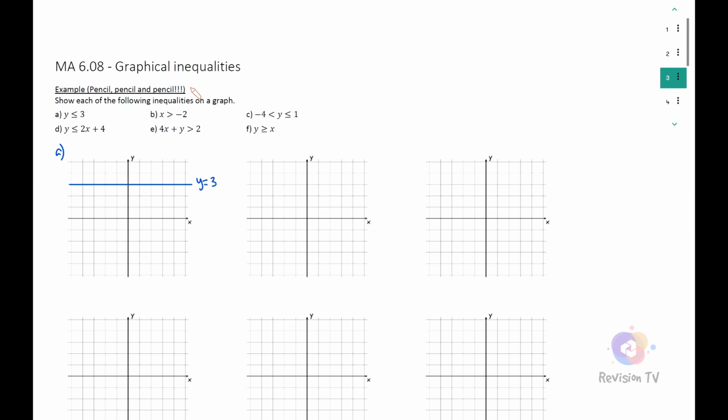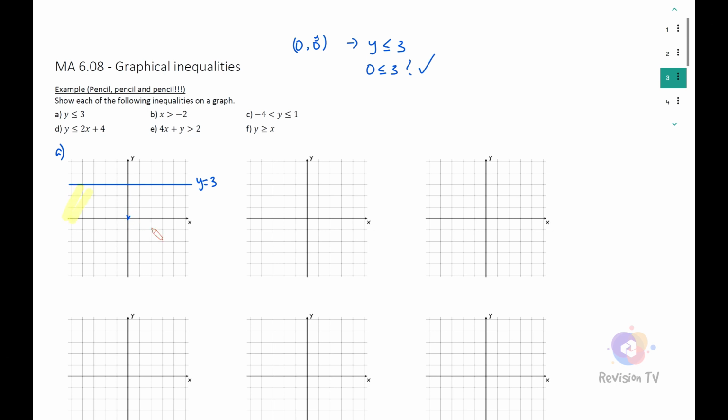Right. Next, I need to substitute a point to find a point that is not on the line. An easy point to use is maybe 0, 0. If I put 0, 0 into y less than or equal to 3, y is 0 in this case. So is 0 less than or equal to 3? It is true.